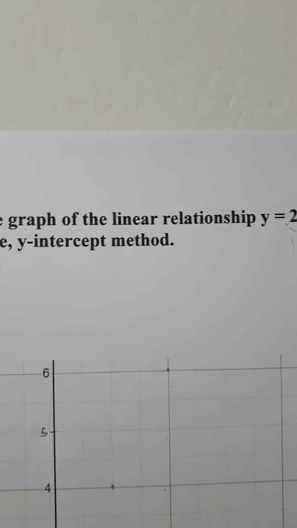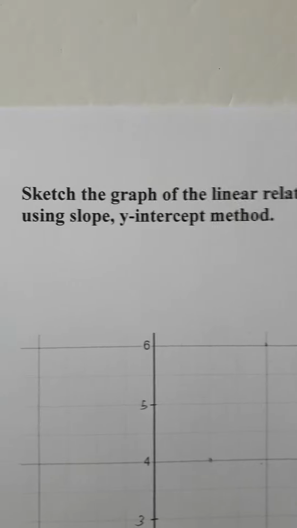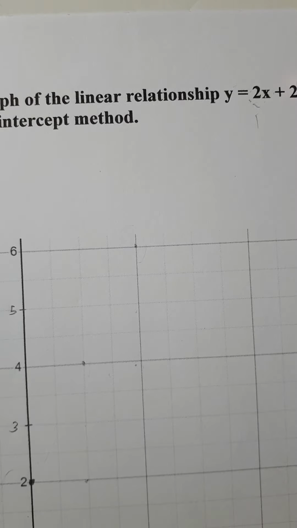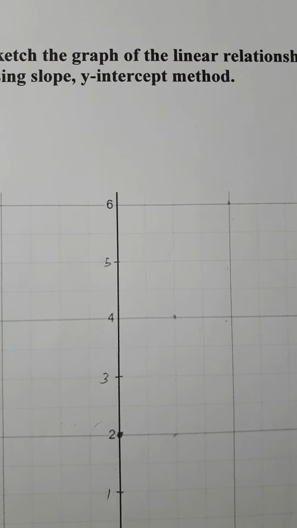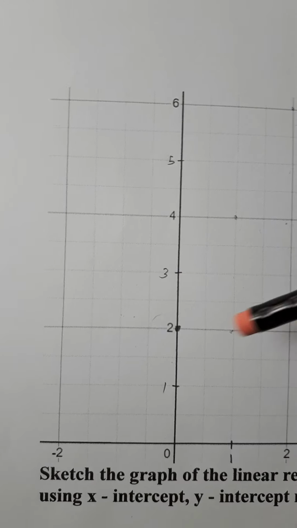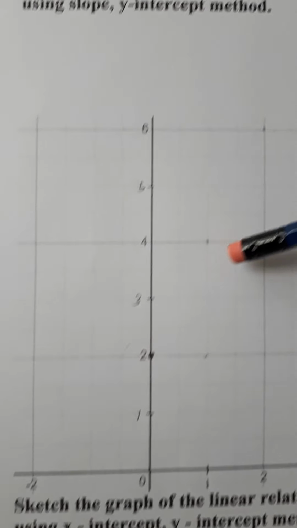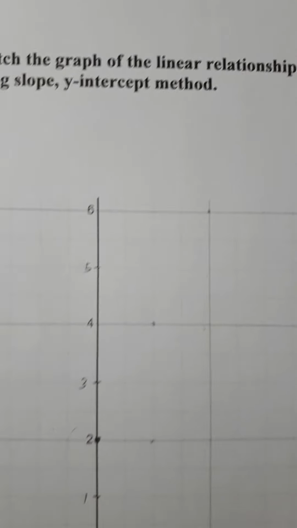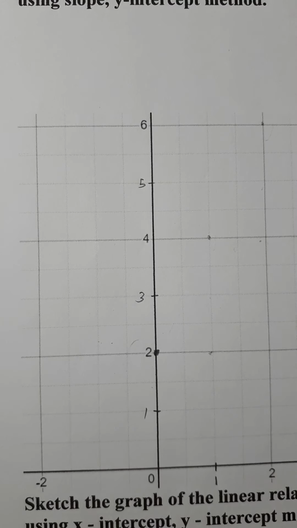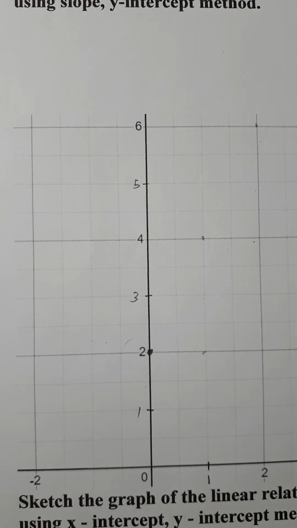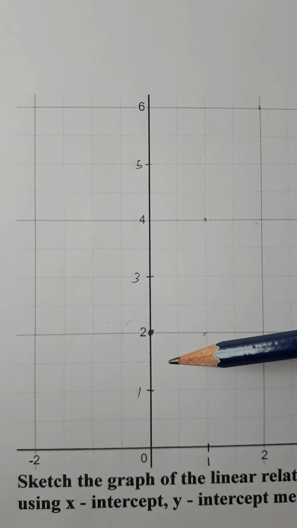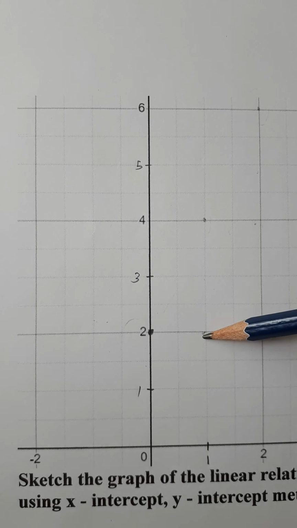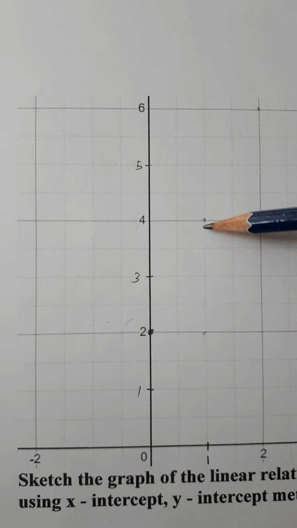Now the last section here is sketching some graphs. Sketch this line by using the slope y-intercept method. So we can clearly see that the y-intercept is 2, and the slope is also 2. 2 means 2 over 1. That means when you go from this point, when you go to the right 1 unit, you have to go up 2 units to see the next point.